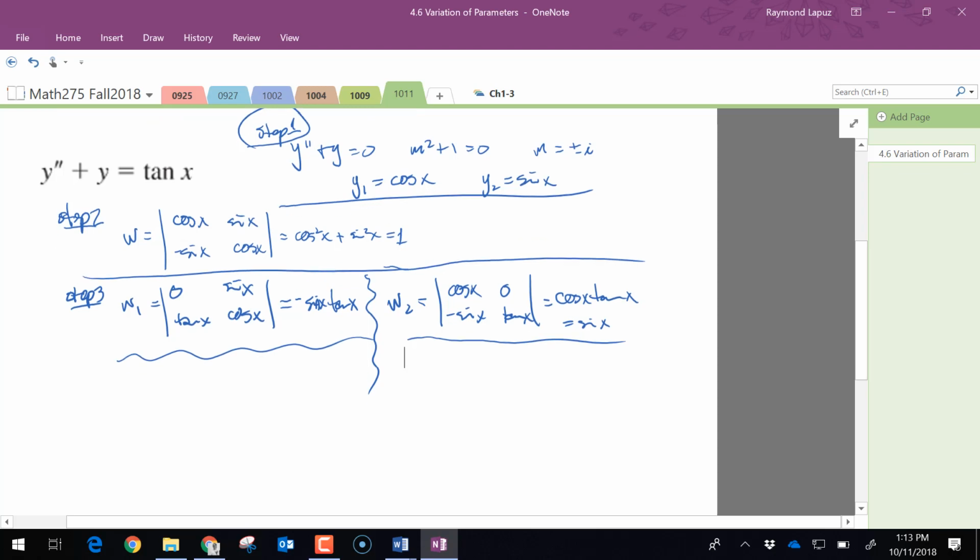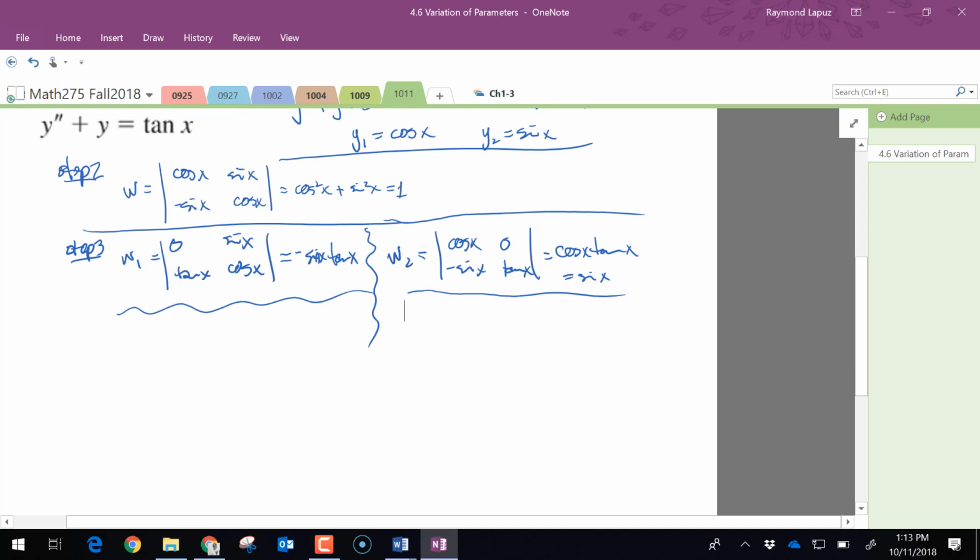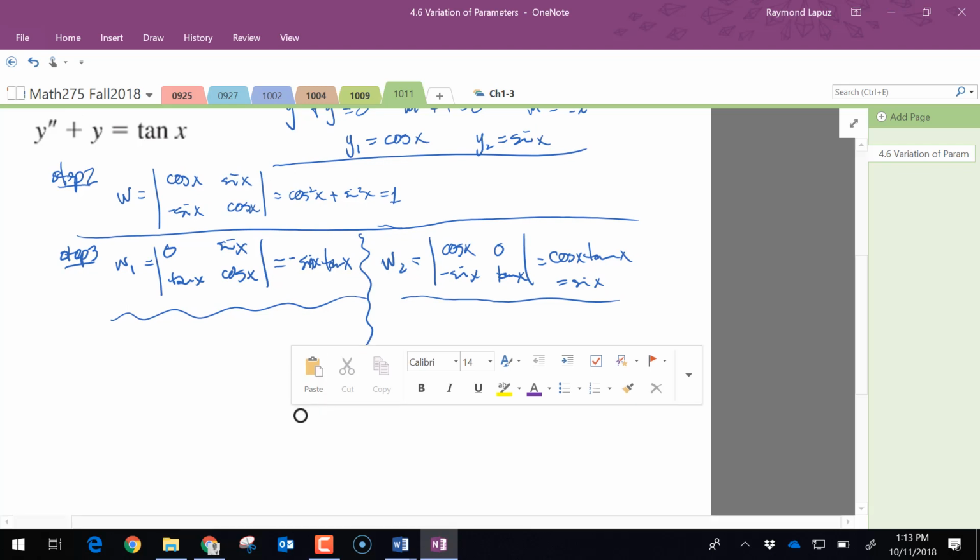So that's step 3. Step 4, we want to divide by w. In this case, w is equal to 1, so that makes things easy, maybe, except for the fact that we have to integrate it.